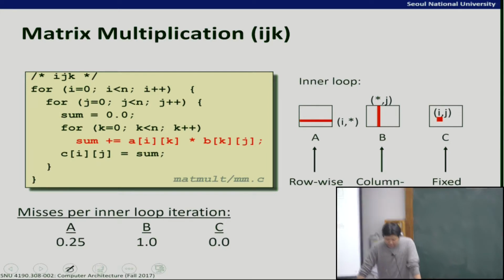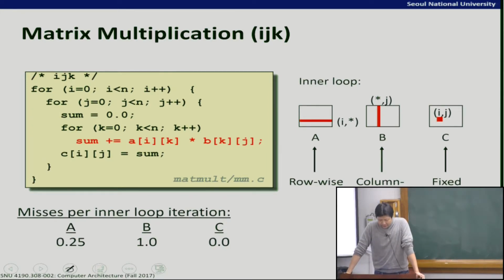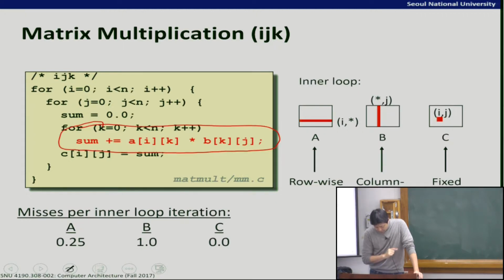Now we are ready to compute the cache miss rate for this code. So let's think about this red line here. What will be the cache miss rate for A? What will be the cache miss rate for B? And what will be the cache miss rate for C? That's what you want to compute.